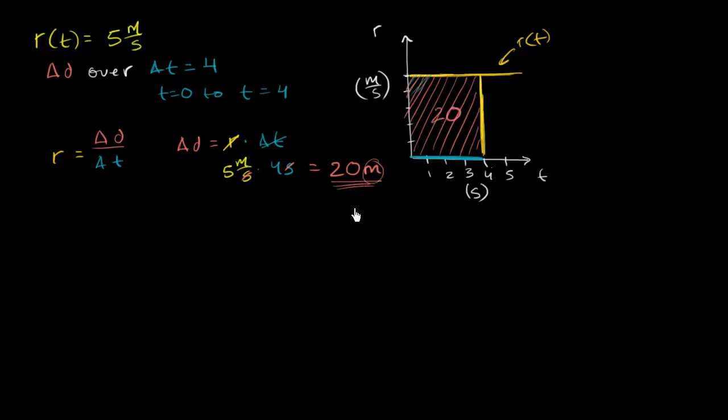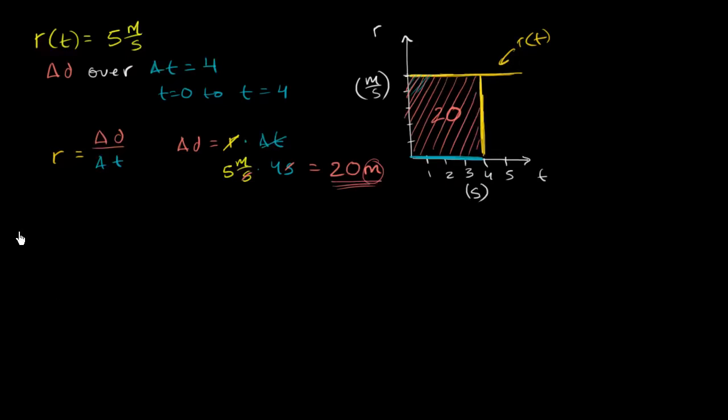So at least for that very simple example, it looks like the area under the rate curve is equal to the net change over that time period, where we're saying that it's the rate of something with respect to time. But let's test that a little more. Let's just get a little bit more intuition here.